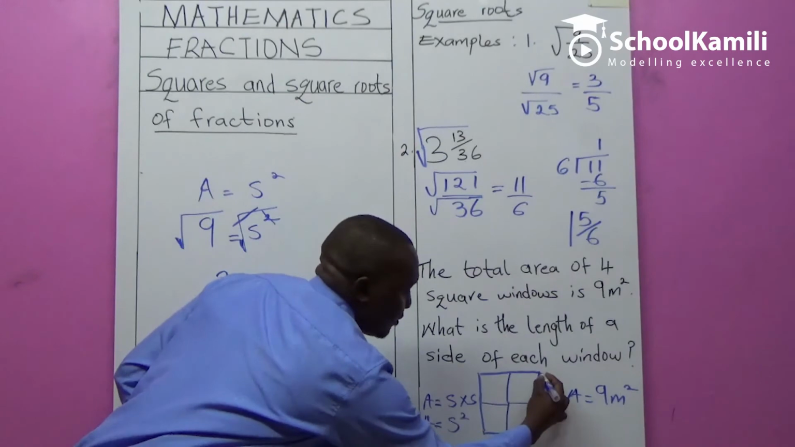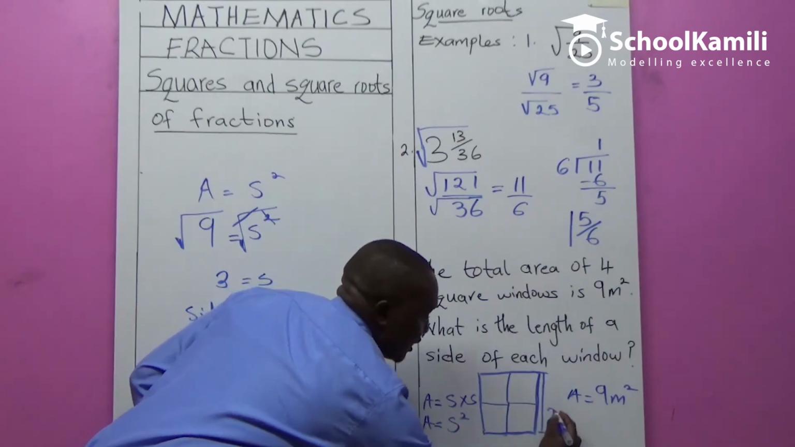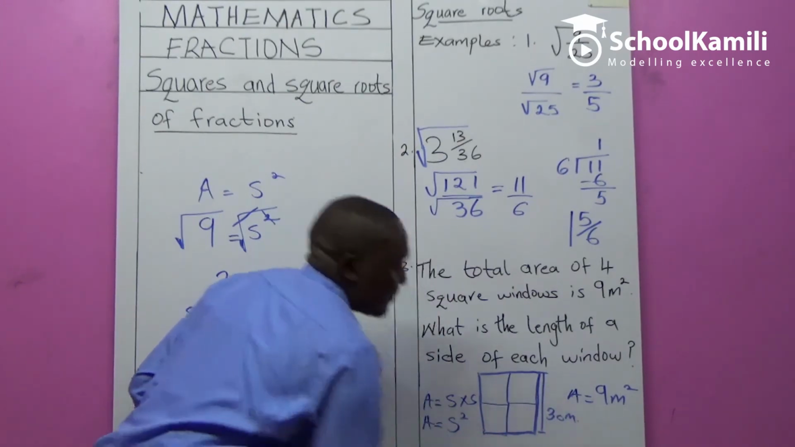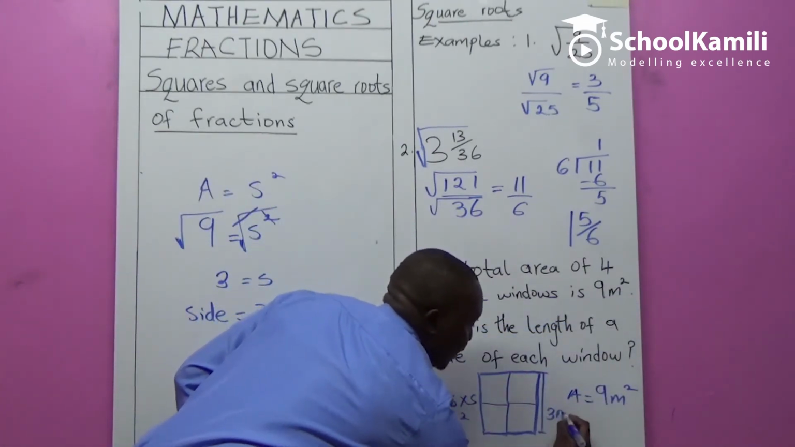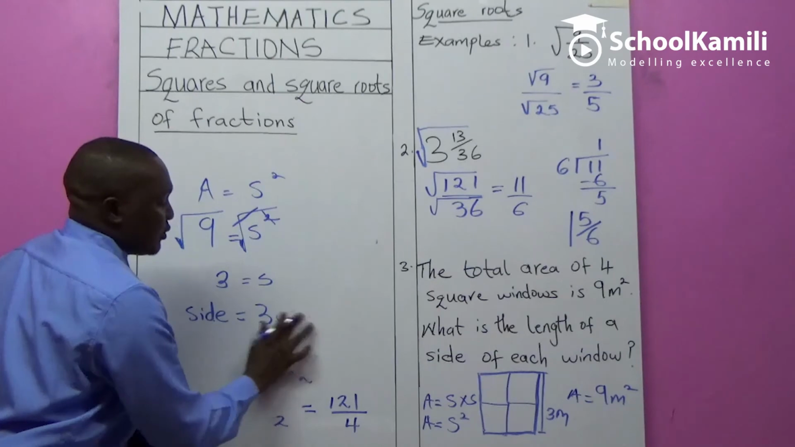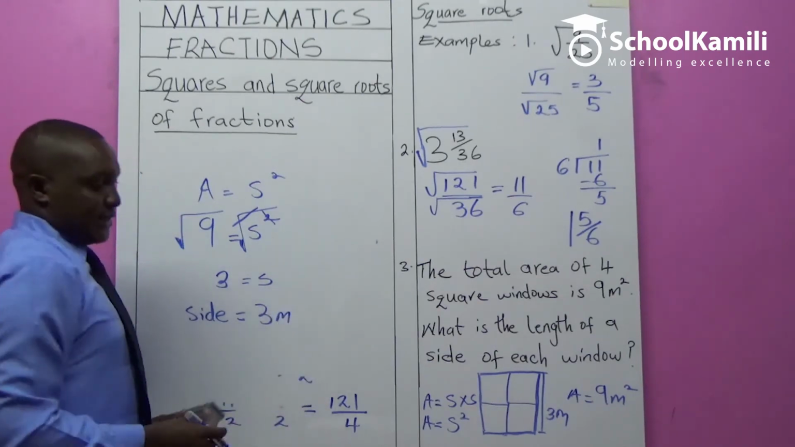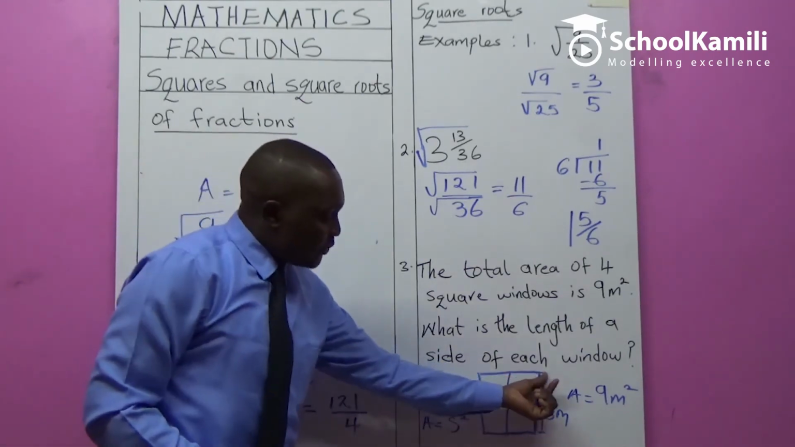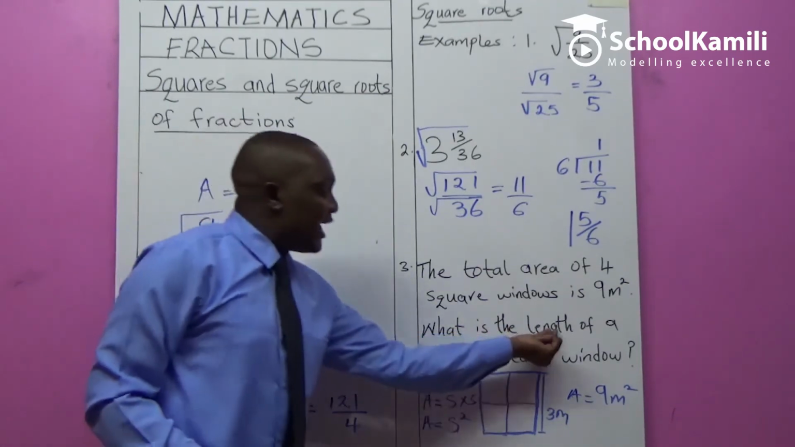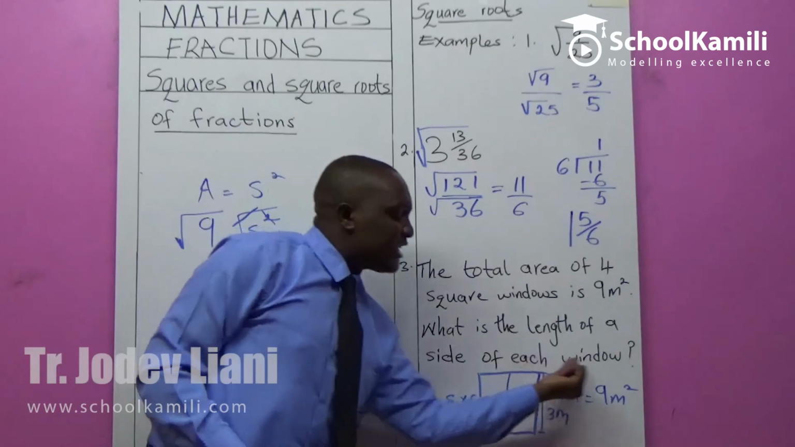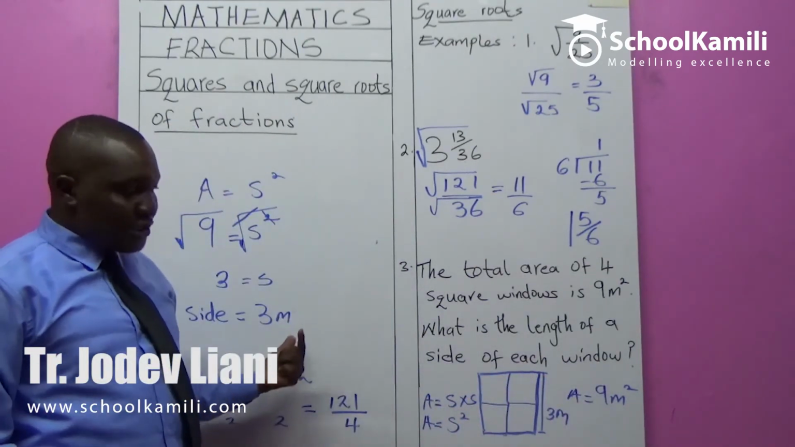This side here, from this point up to this point, is 3 centimeters. Not 3 centimeters, our units were meters. Make sure you record the exact units that we were given in the question, which were meters. Which means from this point up to this point is 3 meters. But now the question wants us to get the length of each side of each window.